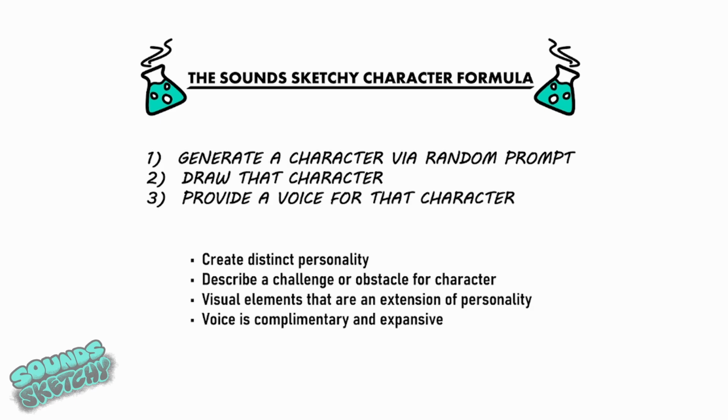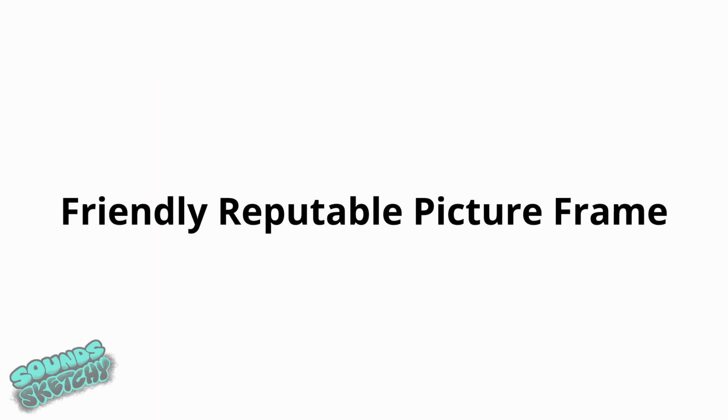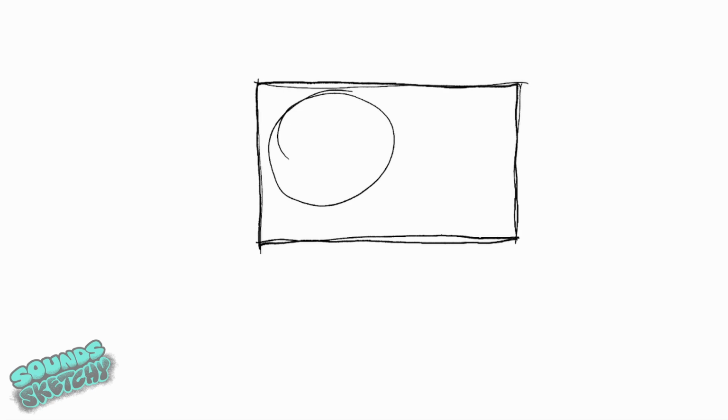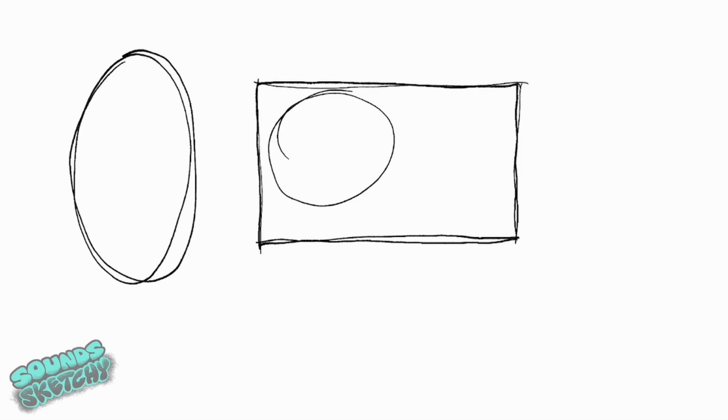Let's get started with our prompt, which today is a friendly, reputable picture frame. Okay, so friendly, reputable picture frame. Let us get started. All right, so first things first, we gotta draw our shape. So, this is a picture frame, and that's going to be either a square or a circle. I guess you could do a triangle too if you wanted. So, let's make our first major choice here.